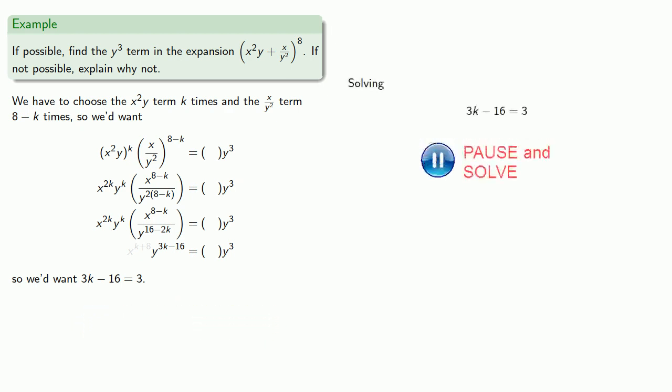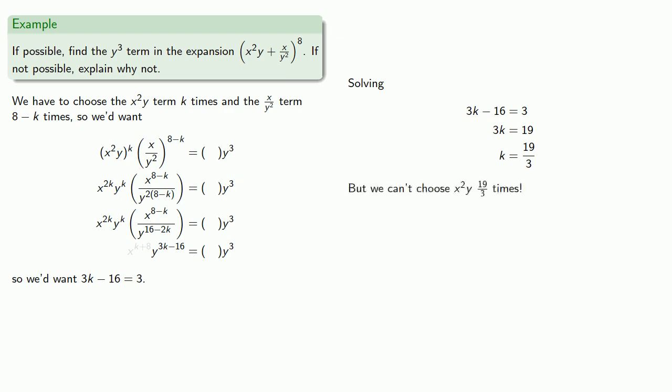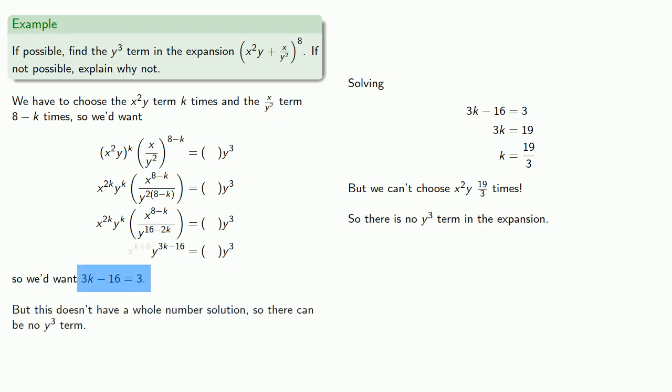Solving. And so we want to choose x squared y 19/3 times. And that's a problem. We can't choose it a fractional number of times, and so that says there's no y cubed term in the expansion. And again, it's because this equation doesn't have a whole number solution, so there can be no y cubed term.